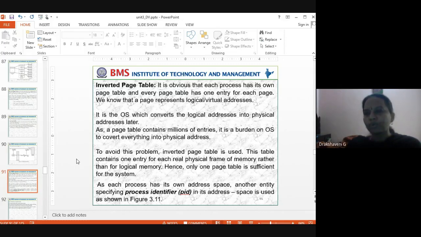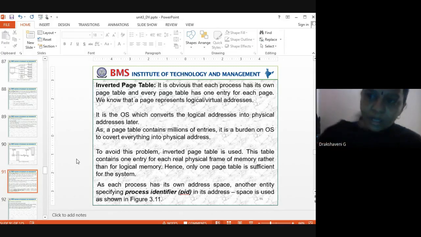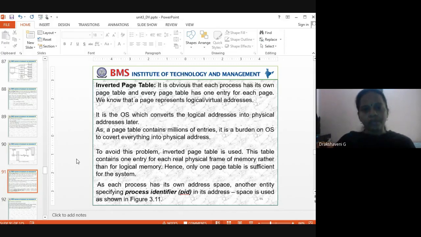If I want to use one Java program or data structure program or C program, where is my data? You create one folder and store it there. And who will be mapping this with the CPU? That will be taken care of by the operating system. As a page table contains millions of entries, it is a burden on the OS to convert everything into a physical address. To avoid this problem, the inverted page table is used.